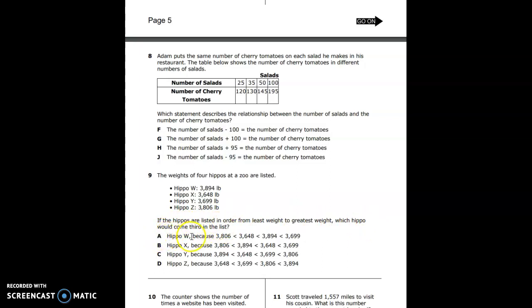A. Hippo W, because of this relationship. B. Hippo X, because of this relationship. C. Hippo Y, because of this relationship. Or D. Hippo Z, because of this relationship.